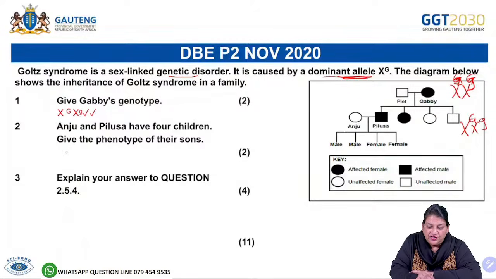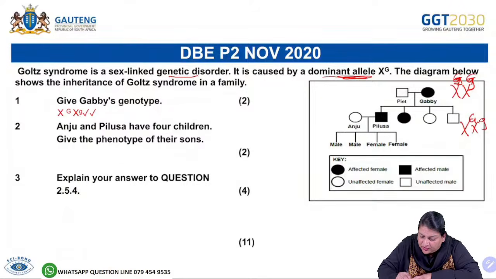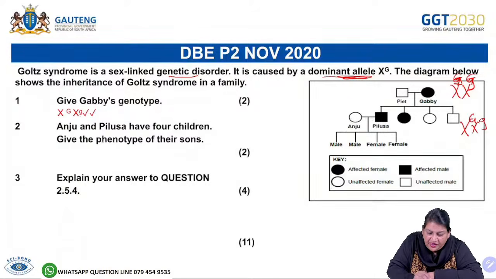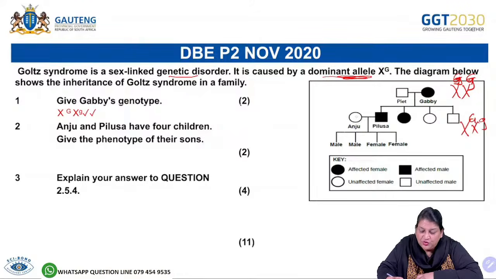They have 4 children. Give the phenotype of their sons. Now here are their children. Okay. So Pete and Gabby are parents. And then Pilusa is one of their sons. And Pilusa married Anju. And Pilusa and Anju, here they are. They have 4 children, 2 sons and 2 daughters, okay? Give the phenotype of their sons. Now remember, Anju is the mother because it's a circle.